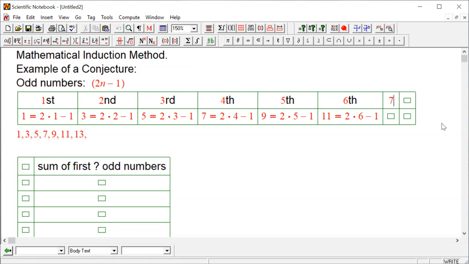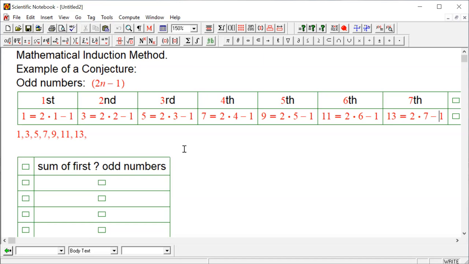So the 7th one, as you can see, is going to fall on the same pattern. We know the 7th one is going to be 13, and 13 is also equal to 2 times 7, the order 7, minus 1, that's 13. So this pattern will continue forever and ever.